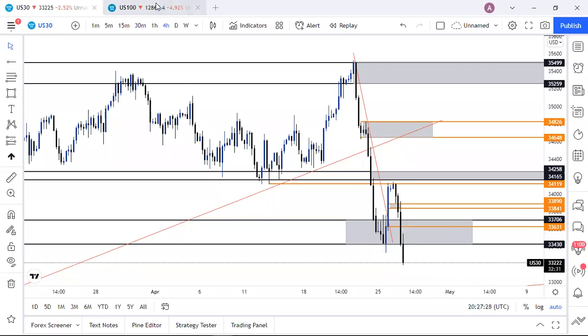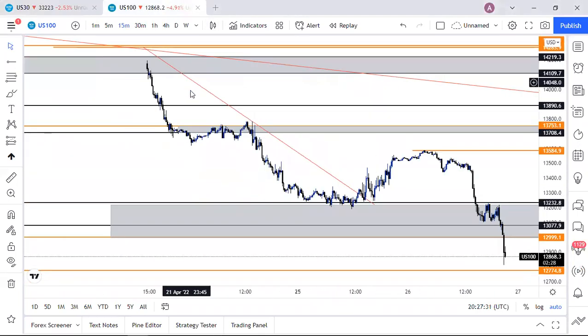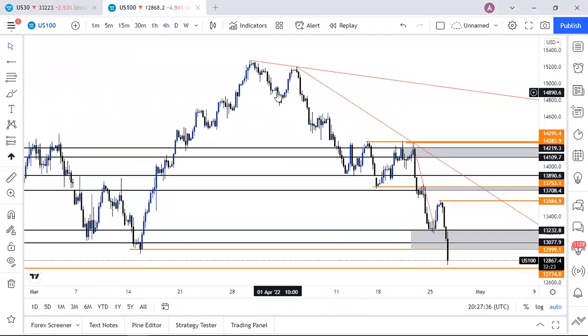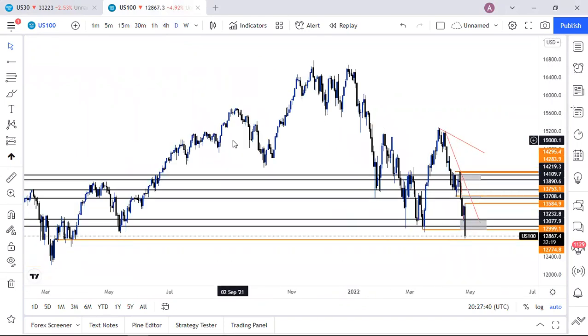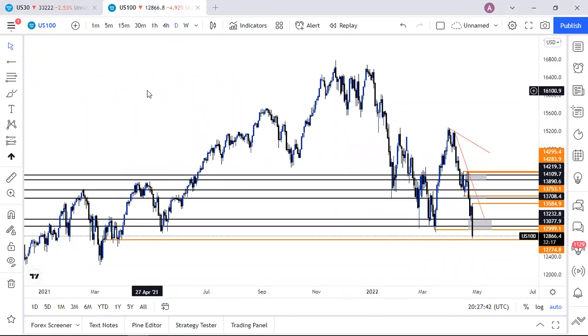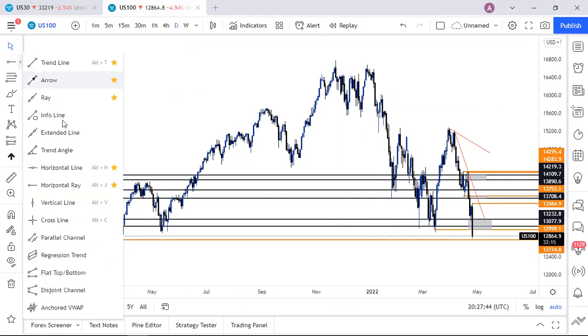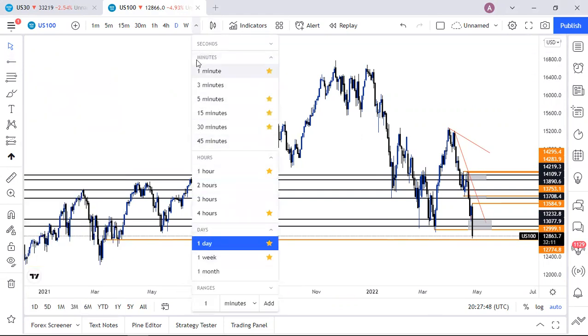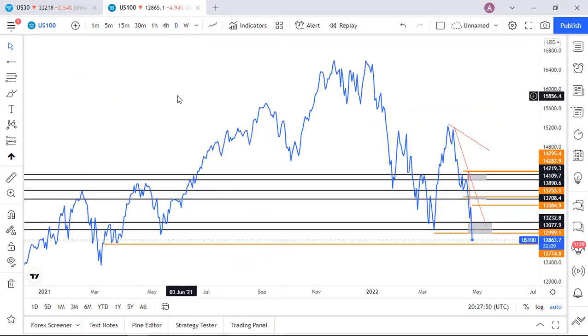We're still gonna see a drop on the USD. Let me go to Nasdaq and see. You're still gonna see a drop also on Nasdaq. Let me go to daily to find a clear support. We have two, but there is the major one. Let me show you the major support on Nasdaq.